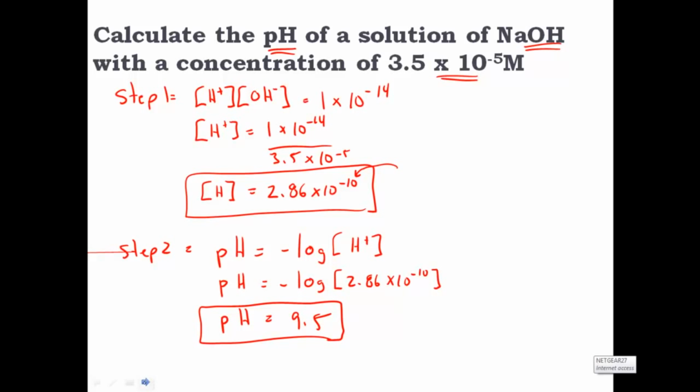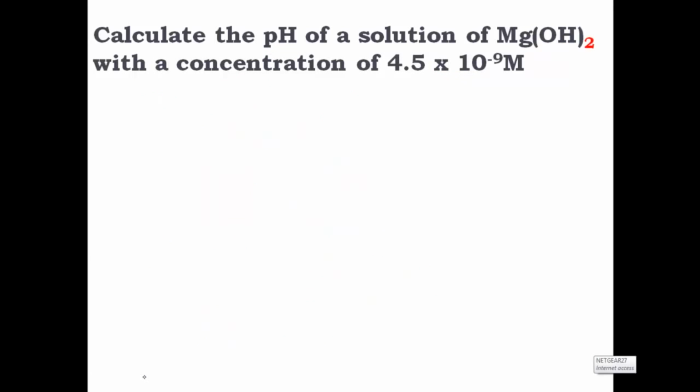Alright, dudes, let's try the next problem. In this problem, I'm throwing you a curveball. I want you to calculate the pH of a solution. Once again, I'm giving you the concentration of the base. But this time, the base has two hydroxide ions that are going to dissociate when it hits the water. So even though I give you the concentration of the base, you're going to need to double that to account for the doubling of the ions of hydroxide that will go into solution.